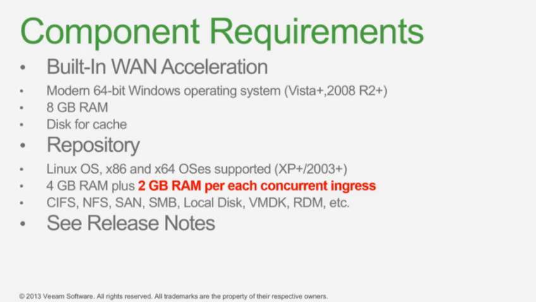I want to zero in on one thing right here. And actually, I didn't even know this till two weeks ago when I was prepping this up. When we talk about the storage for our backups, we actually need 2 gigs of RAM per concurrent ingress job. I didn't think about that at first. We can do it with less, but it's not going to perform as optimally.